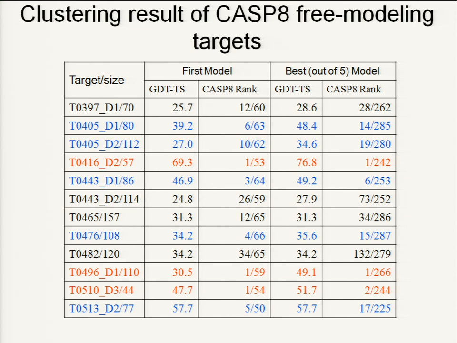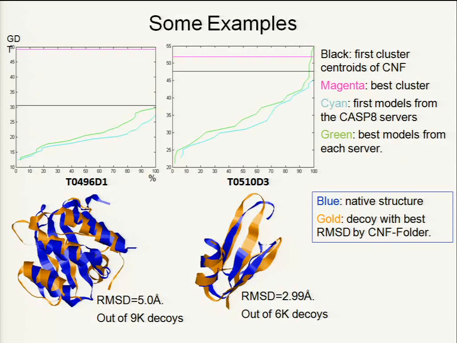And you can see better from those 2 charts here, and this is our result. The best one, the first one, and those are the results submitted from the other servers. So you can see that we are really far above the other guys. And here is a superimposed structure of those 2 targets. We don't generate a lot of decoys. For this one, we achieve 5 Angstrom, which is a pretty long sequence, and we only use 9,000 decoys.